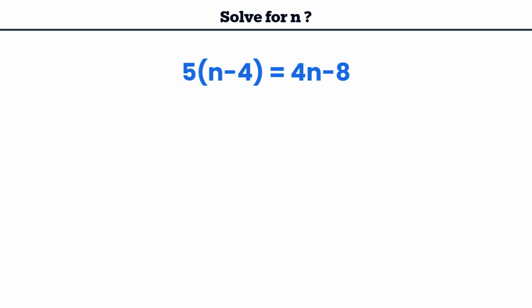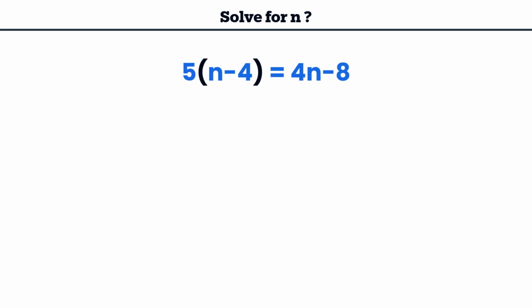Here is a little problem for us to solve together. No pressure, no rush, just you, me and some math. We are looking at 5 times (n minus 4) equals 4n minus 8. It might seem like a lot, but let's just take it one small step at a time. I will guide you through every move.